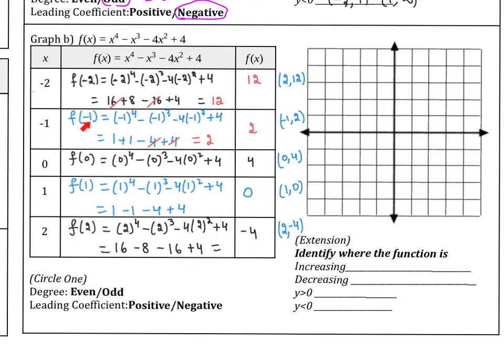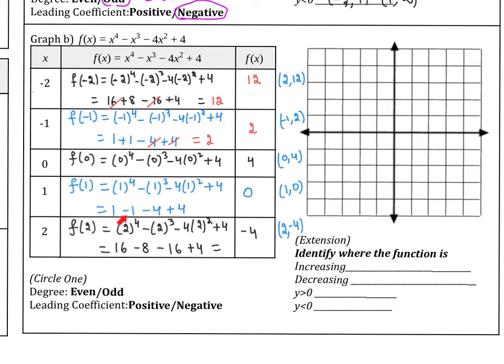When you plug in -1, -1 to the power 4 is 1, -1 to the power 3 is -1, and -1 times -1 is positive 1, -4 to the power 1 should be -4, and the 4, positive and -4 cancel, so the answer is 2. When you have 0 for x, everywhere the x is there is going to be 0. So the leftover is 4. So the point is 0 comma 4. When you plug in 1, that's going to be 1 squared, 1 cubed, 1 squared.